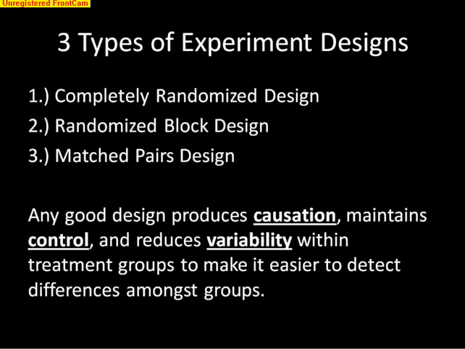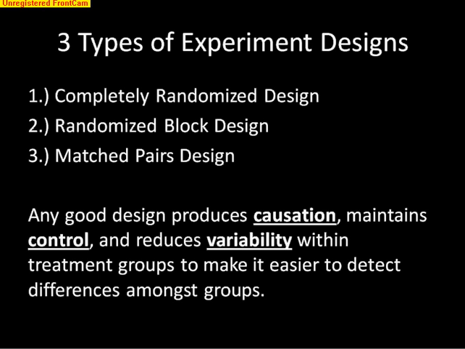Any good design produces causation, maintains control, and reduces variability within treatment groups to make it easier to detect differences amongst groups. Let me make sure that makes sense. First off, a good experiment can show that X causes Y. A good experiment has control. You level the playing field as much as you can. And in each treatment group, for all the people getting the actual calcium pill, we want to reduce the variability within that group as much as possible, meaning we want those people to be a nice mix. We want them to have a lot of things in common. We want them to be similar, but we want to make sure it's the calcium that's doing the causing, not something else.